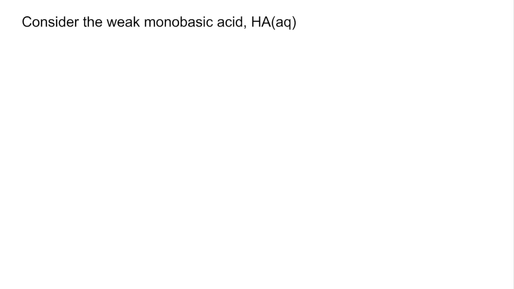In this video, I'm looking at the approximations that we use in weak acid calculations. So we're going to start by looking at the weak monobasic acid HA. HA is just the generic formula for a weak monobasic acid. And remember that we only have to do weak monobasic acid calculations at A level.